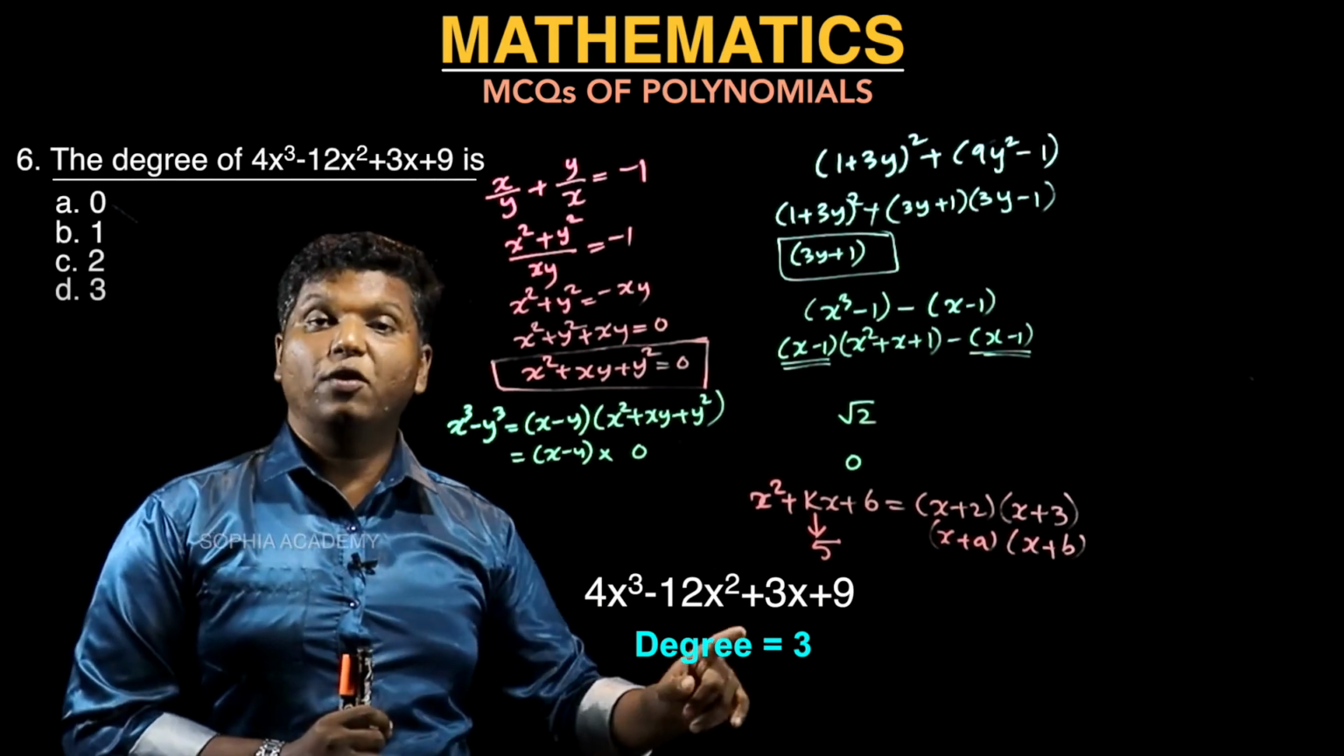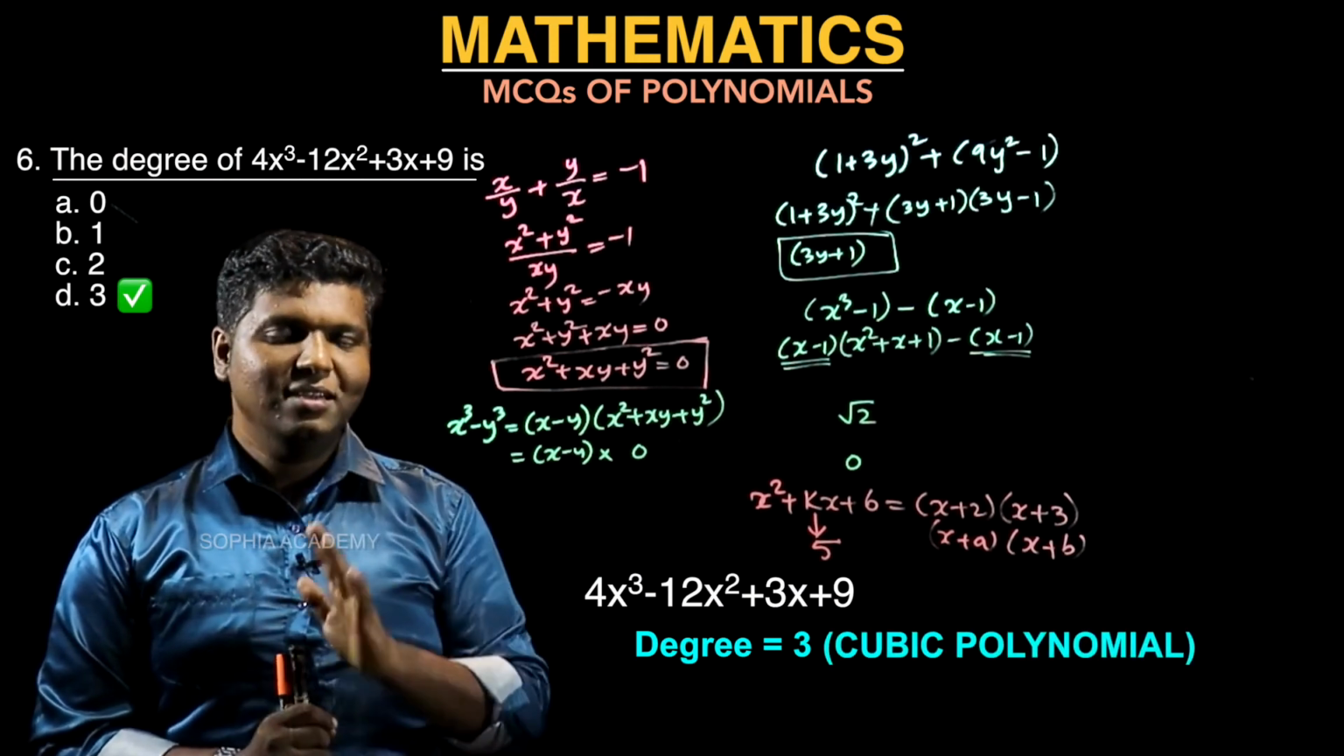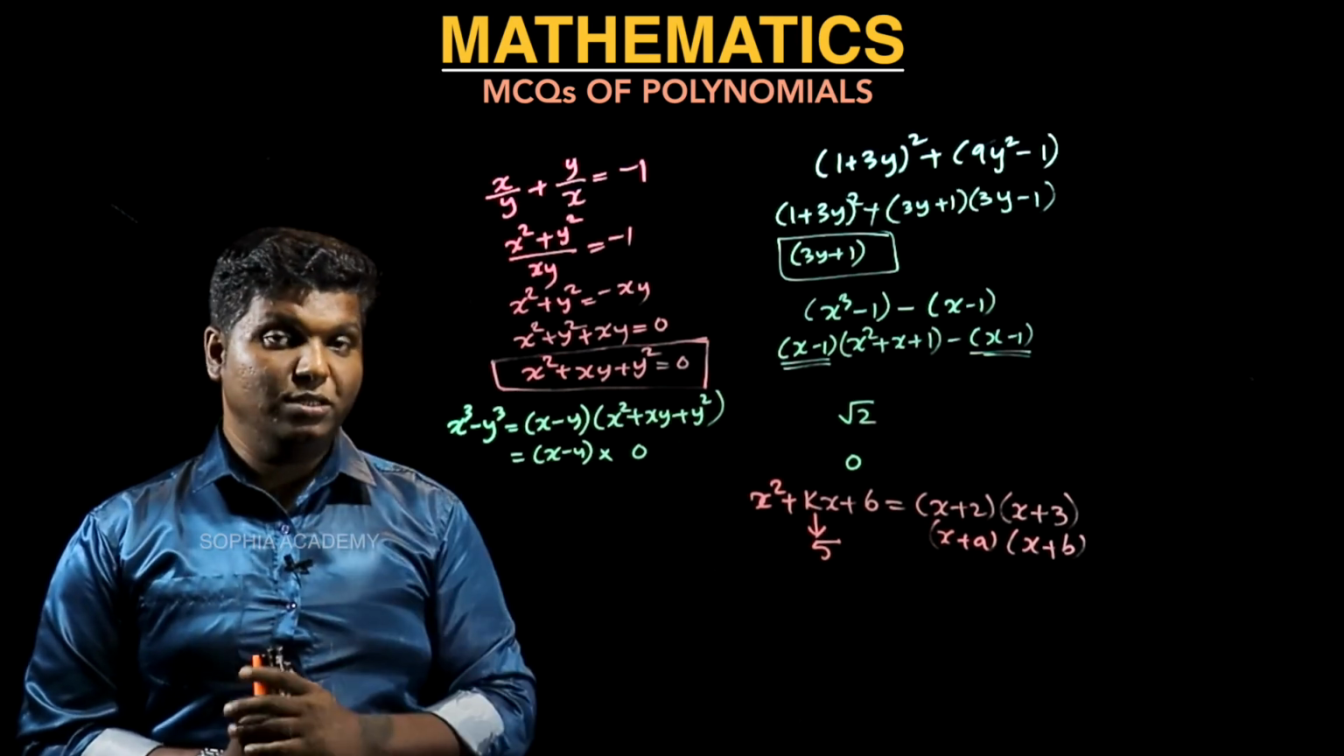And we can say if the degree of the polynomial is 3, that typical polynomial is what we call a cubic polynomial, right? Yeah, that's additional information, that's all. So the answer is 3. Going to the next question.